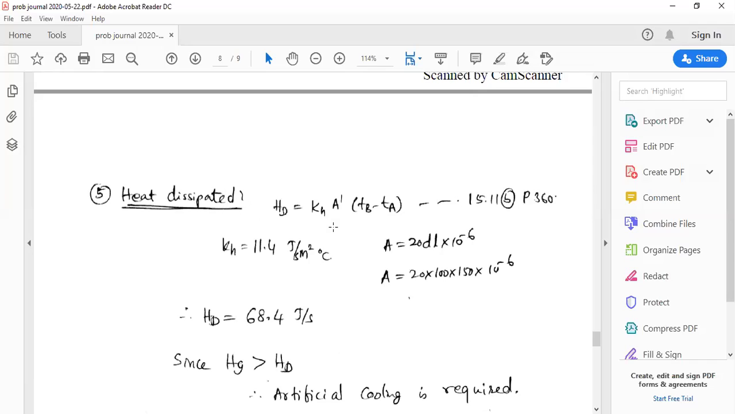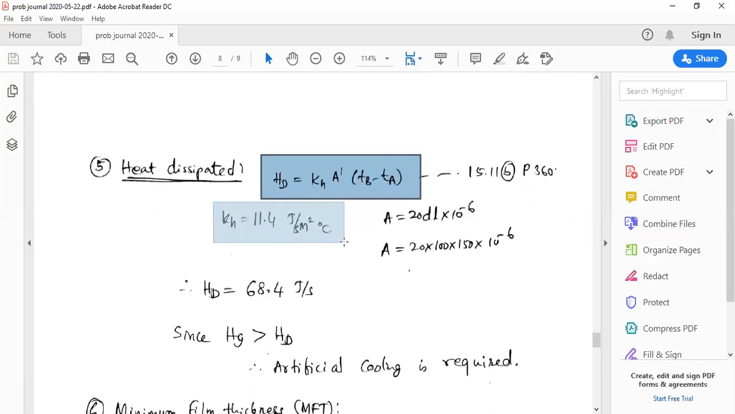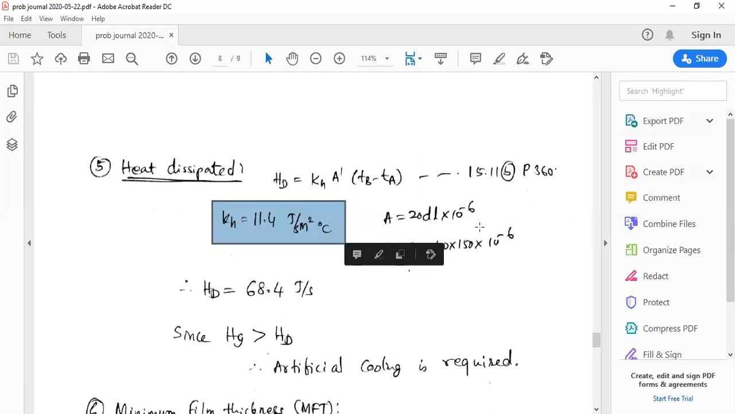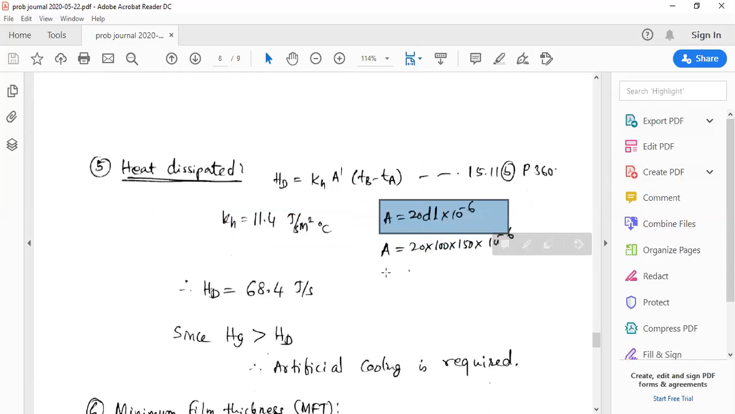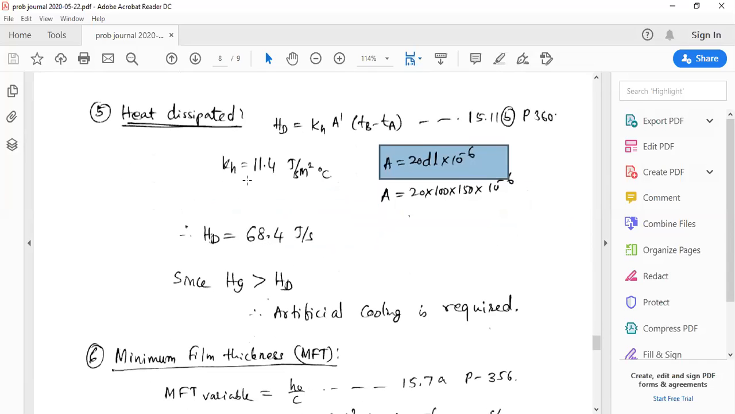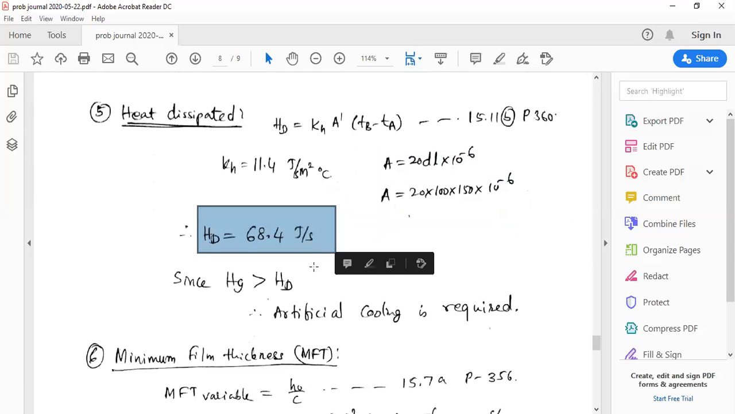Similarly, heat dissipated calculation. So you can use the equation 15.11b, page number 360. So heat dissipated is given by Kh into A dash into Tb minus Ta. Kh is 11.4 joule per second meter square per degree centigrade, and area is 20 times dl into 10 raised to minus 6. So if you substitute all the values in the equation, heat dissipated is obtained here as 68.4 joules per second.